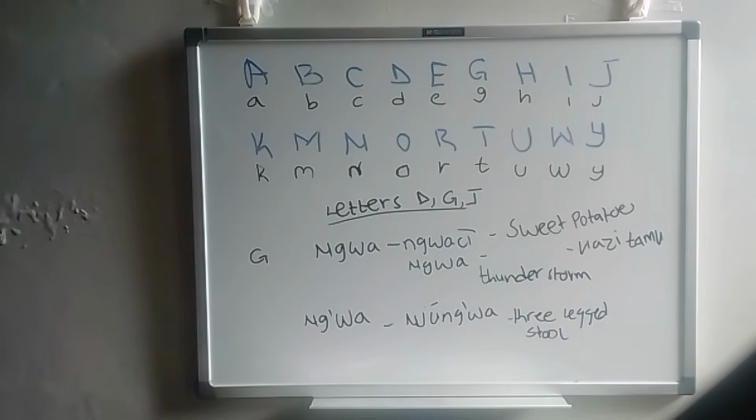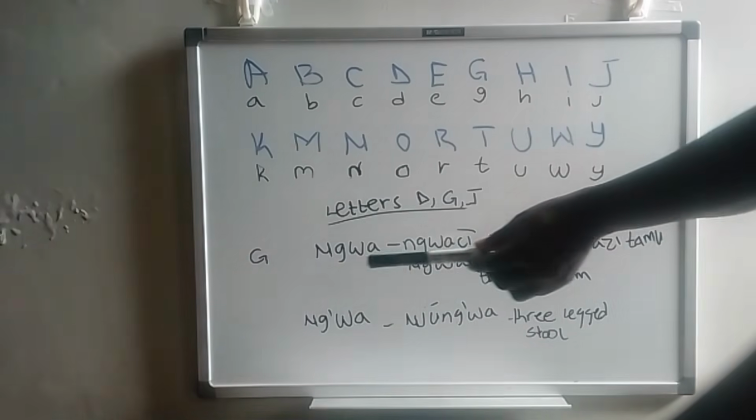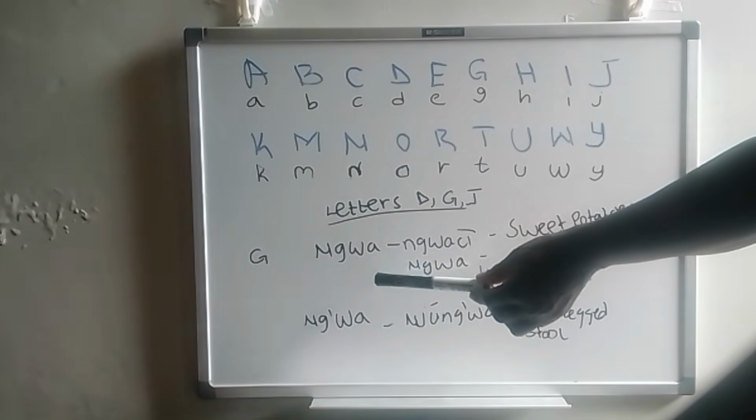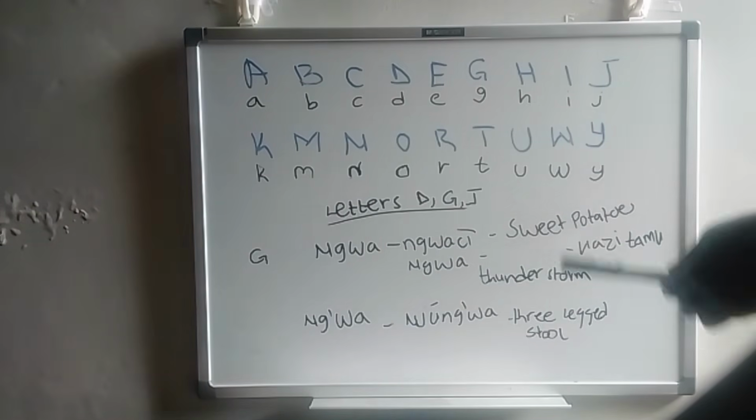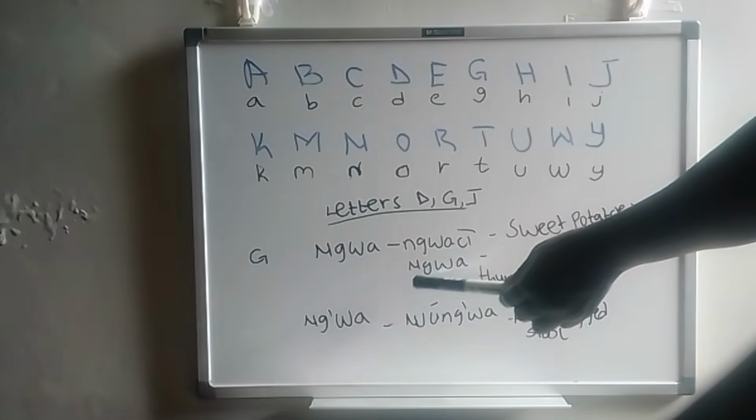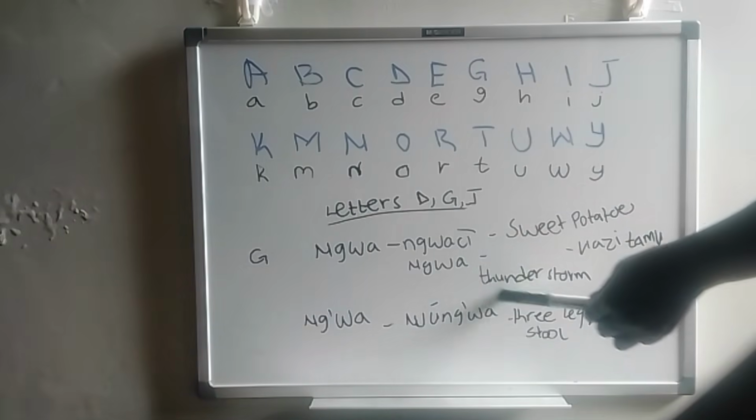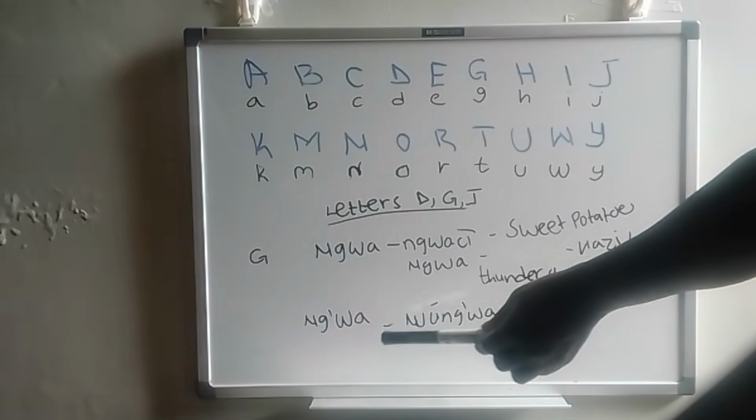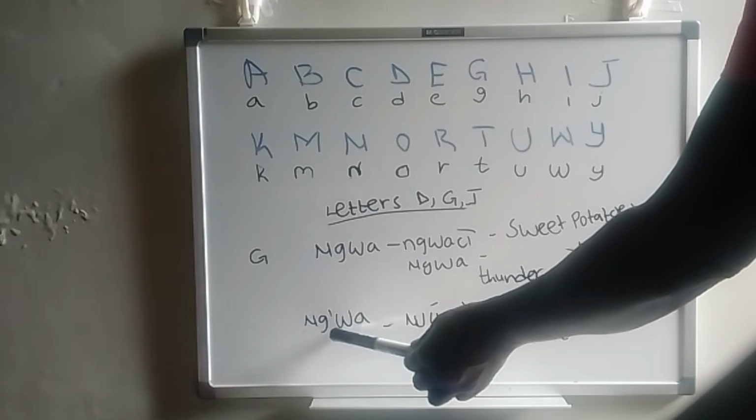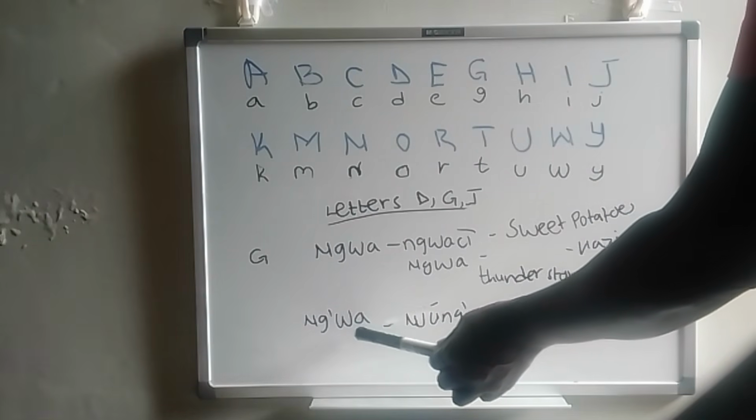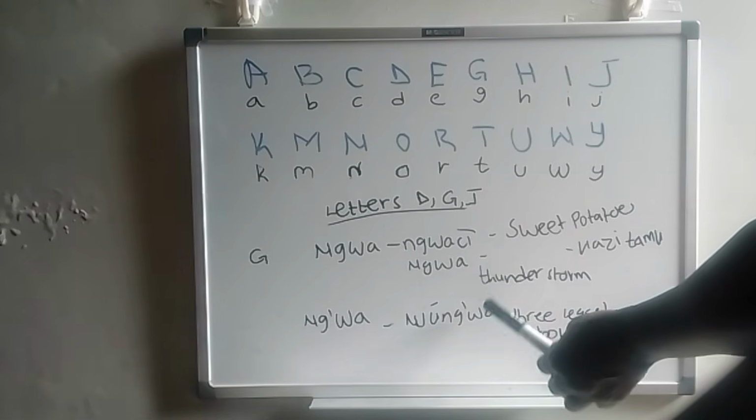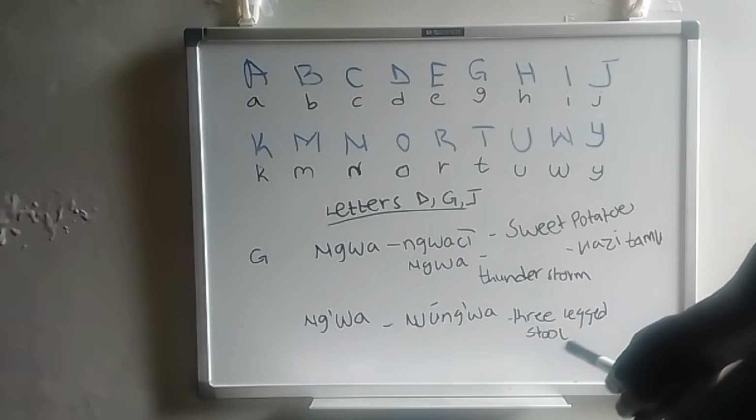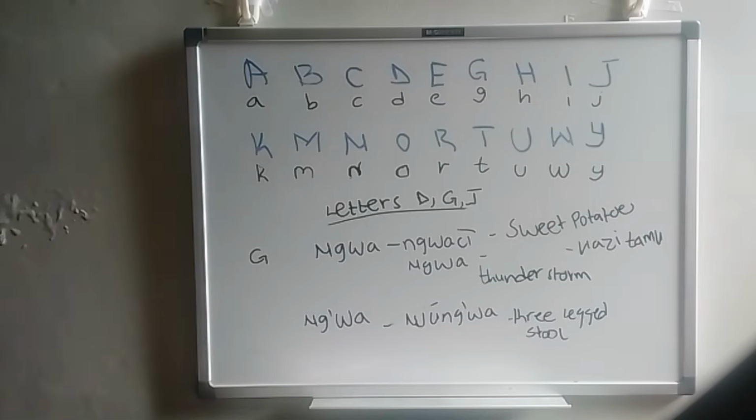It's also used like this. N, G, W, A, gua. For example, guashe, that is sweet potatoes. Gua, that is thunderstorm. You can also use it NG apostrophe WA or any other vowel. For example, jungwa, that is a 3-legged stool.